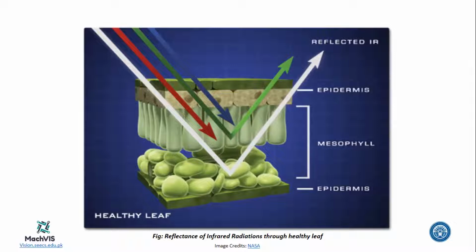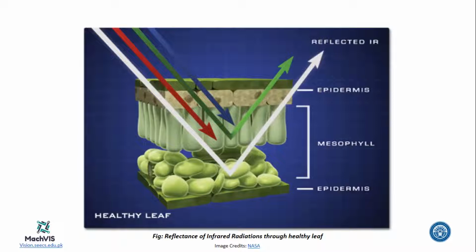That's why leaves look green, because most of the green light is reflected. All the other colors are absorbed, only green light is reflected. But the reflectance pattern of green is way different than the NIR. Some of the wavelengths that belong to the green band are not properly reflected. Some of them are absorbed by the leaf.